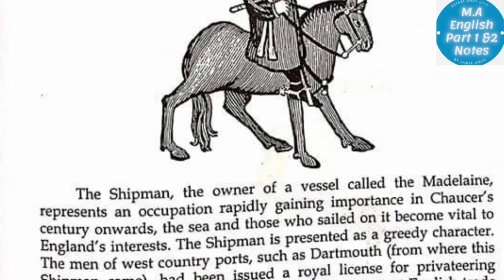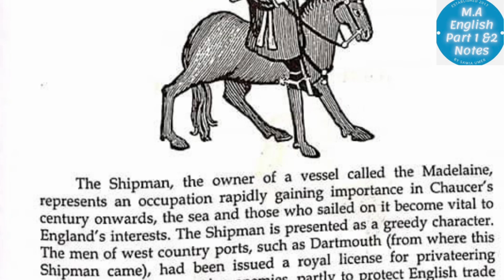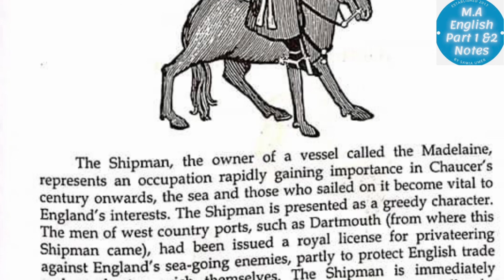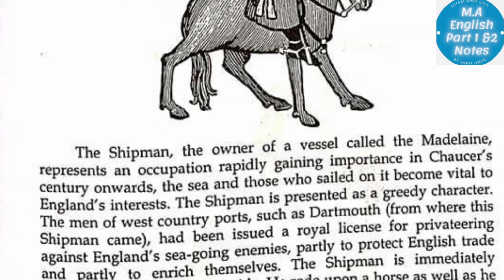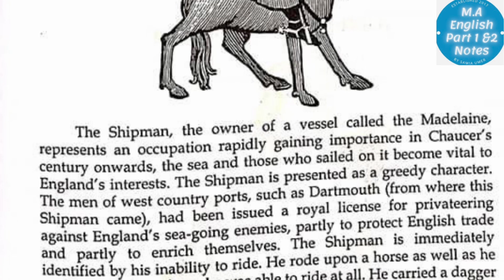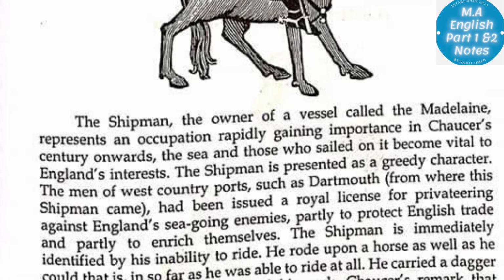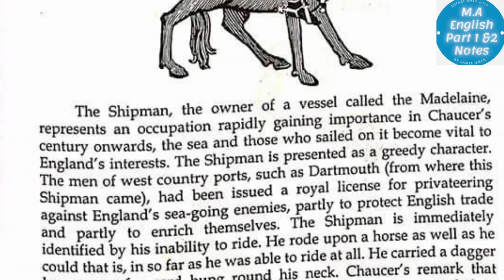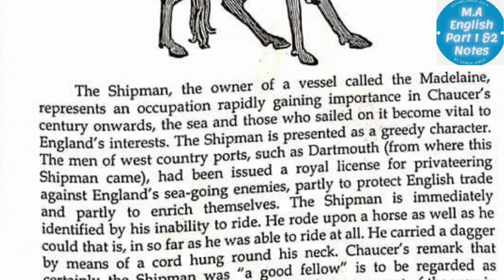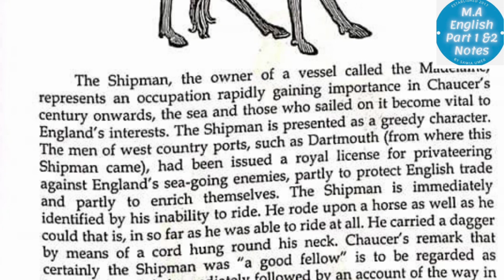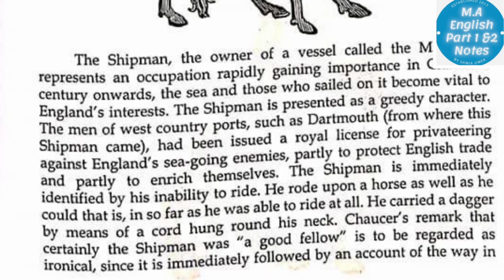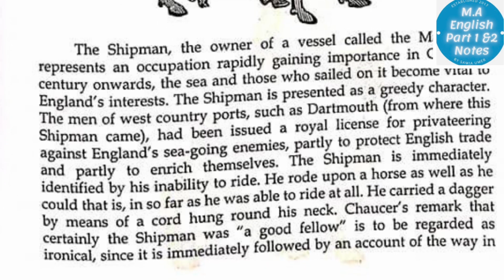The men of West Country ports such as Dartmouth, from where this shipman came, had been issued a royal license for privateering against England's seagoing enemies, partly to protect English trade and partly to enrich themselves. The shipman is immediately identified by his inability to ride. He rode upon a horse as well as he could, that is, insofar as he was able to ride at all. He carried a dagger by means of a cord hung round his neck.